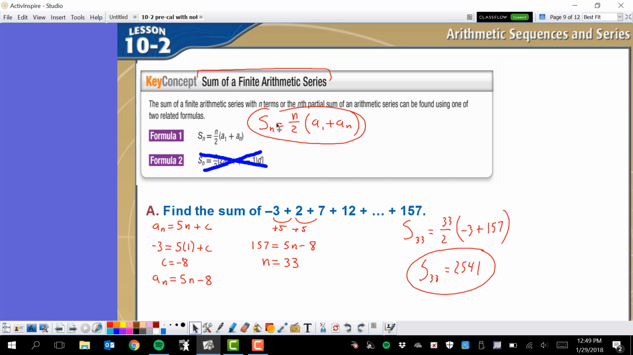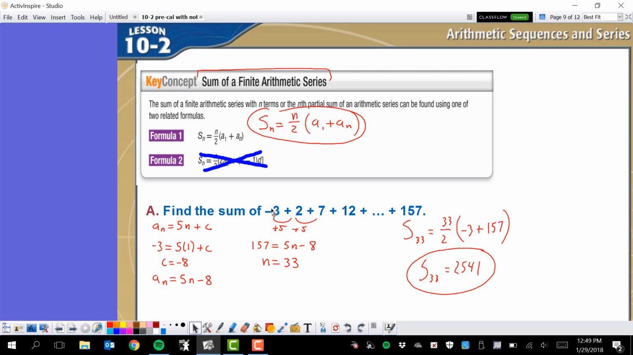This is Sn equals n over 2 times (a1 plus an). Remember that this notation is talking about a series, so it's asking for the sum of all the terms up to n of a sequence. Let's see how we can use this in action. It says find the sum of -3, 2, 7, 12, plus some number of terms in between, all the way up to 157.